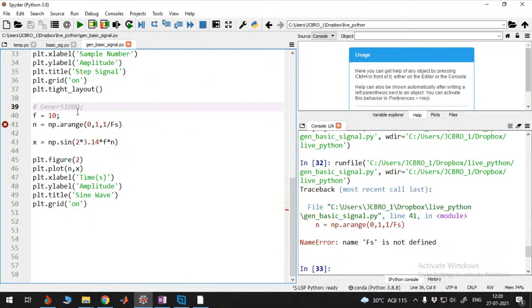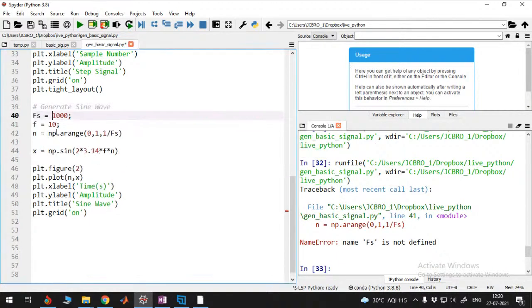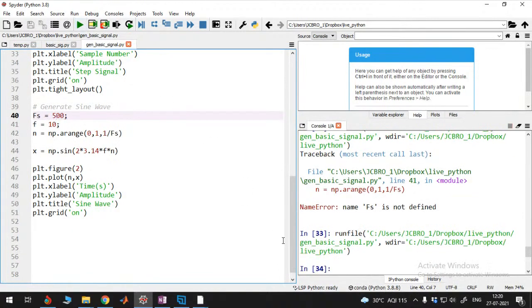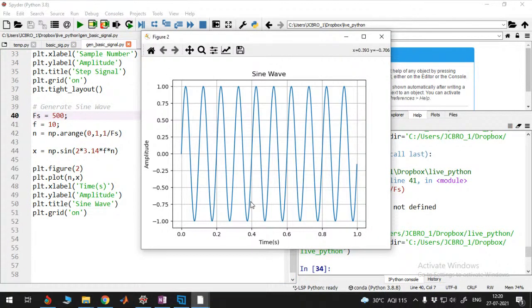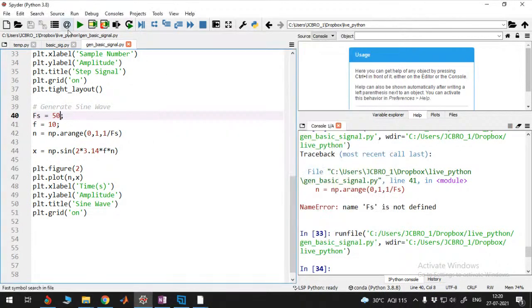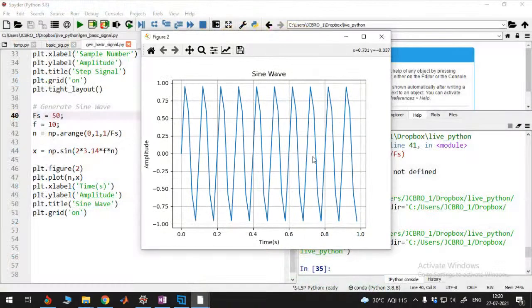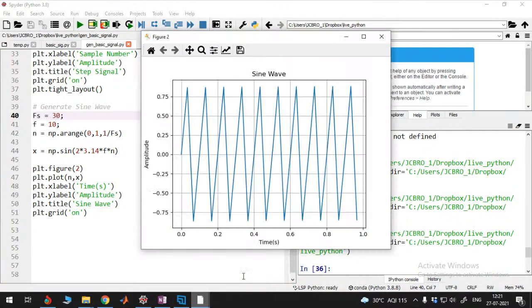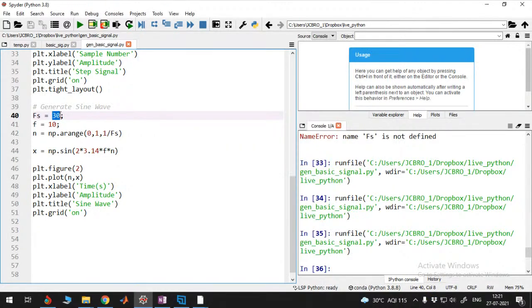Okay, that's all wrong. Control Z, generate sine wave, and make it 500. The same sine wave. Make it, let's say, 50. The same. So it is of 1 second. Earlier when we were taking the samples, everything was changing, right? And let's make it 30. So this is the best way to generate a sine wave. Okay, so let's make it 1000 only.